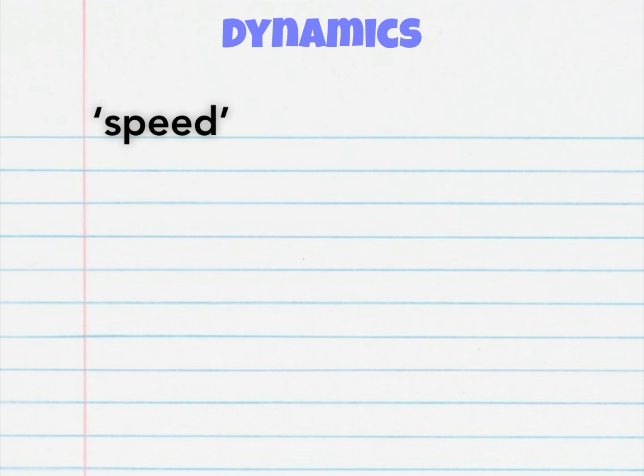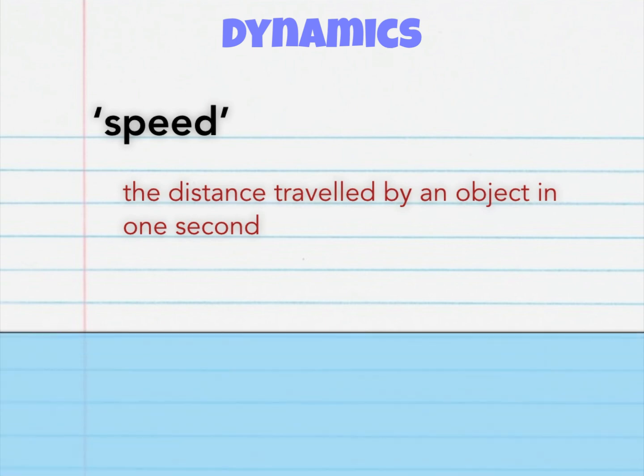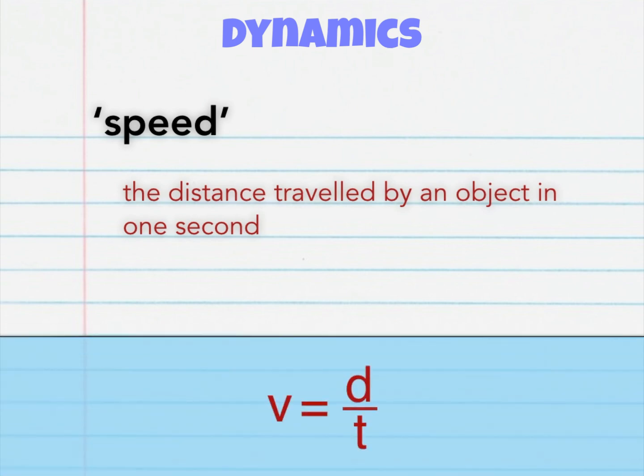Here's our first definition for speed. Speed is the distance travelled by an object in 1 second. You can use this equation to help you work out the definition for speed v. d is the distance travelled and t is the time in seconds.